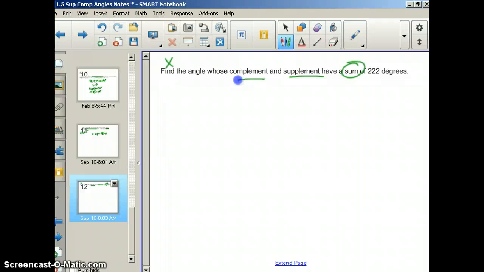To represent the complement of x is simply 90 minus x. Since we're summing, we're going to add. The supplement of that is 180 minus x, and they add to 222 degrees. Once again, you can solve that. That is just a nice, simple linear equation.